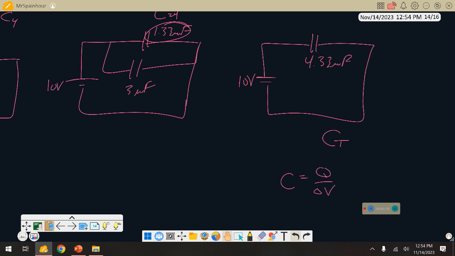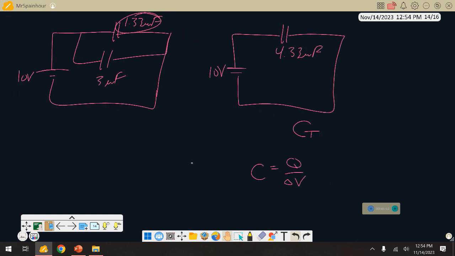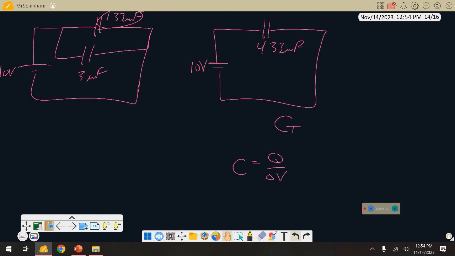How much voltage would be across this capacitor once it's fully charged? 10. Yes. Once it's fully charged, the voltage here will be the voltage across there. So what I can do is this. Watch carefully. I can find the charge total is equal to capacitance total times the voltage total.